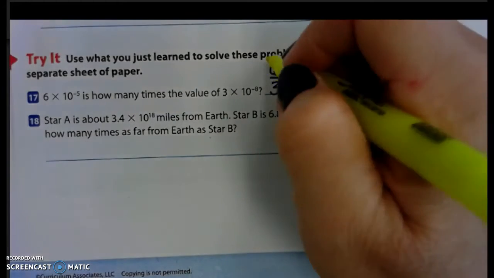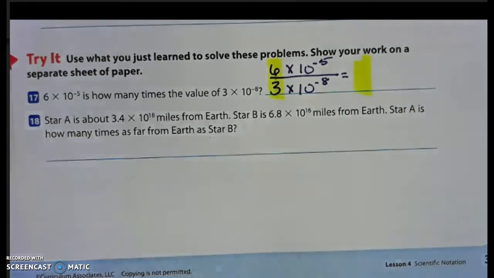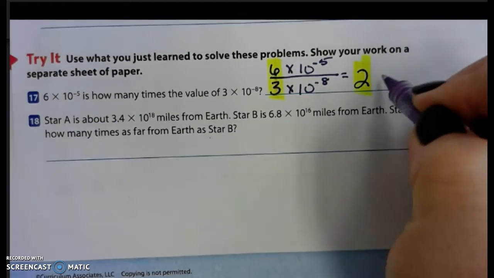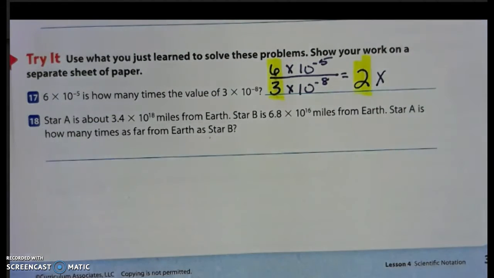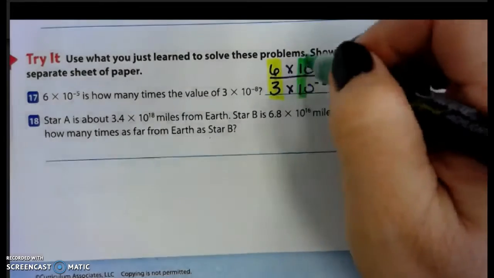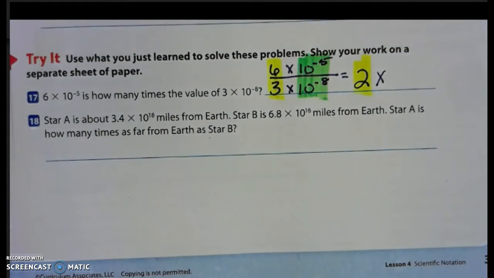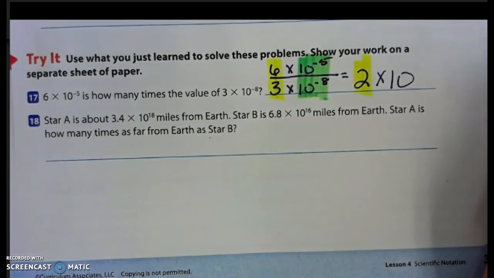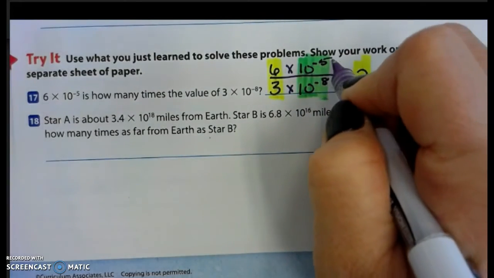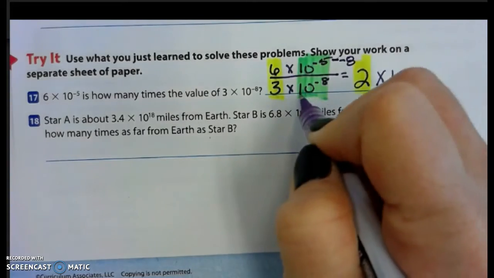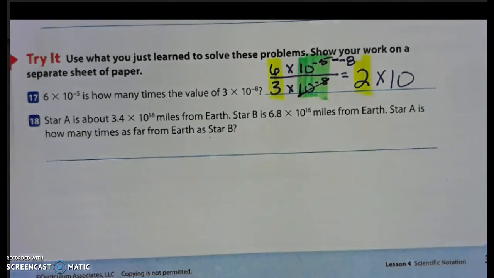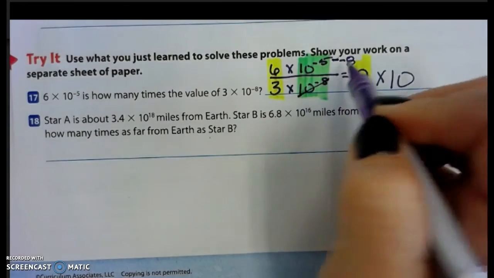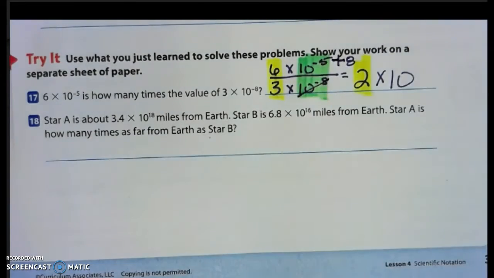I'm going to start with the constants. 6 divided by 3 is 2. Then I'm going to divide my base 10s using the quotient rule, which means I will keep the base and I will subtract the exponents. Negative 5 minus negative 8. This is one of those tricky ones that always gets you. 2 negatives make a positive. Negative 5 plus 8 makes positive 3.